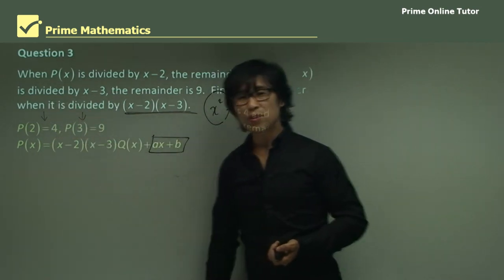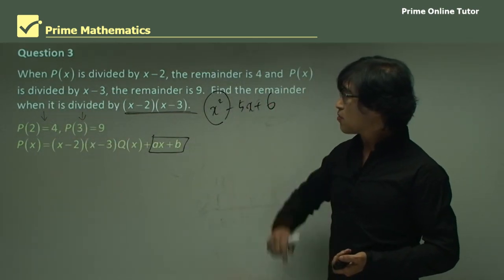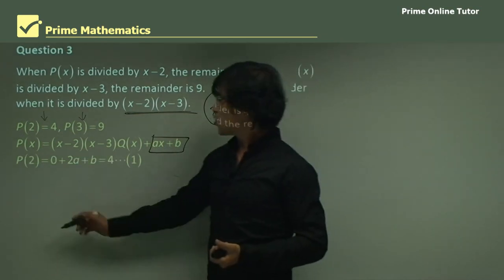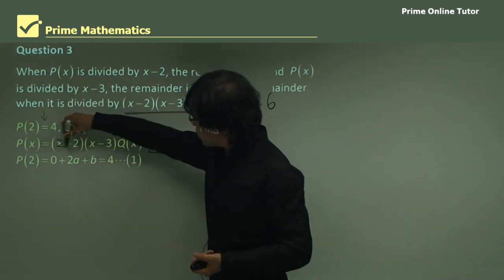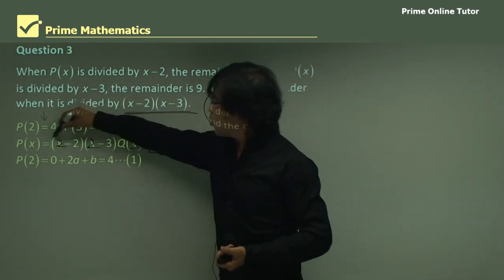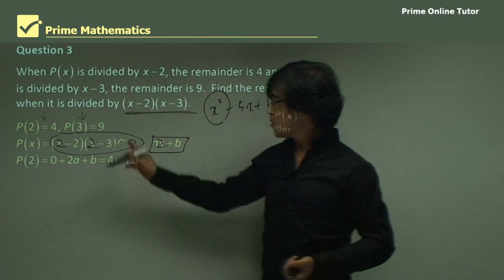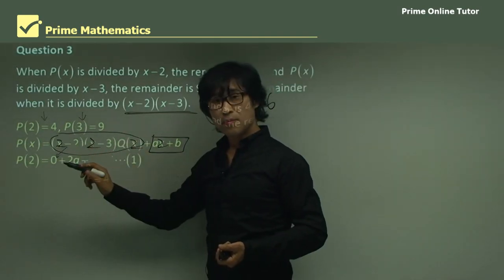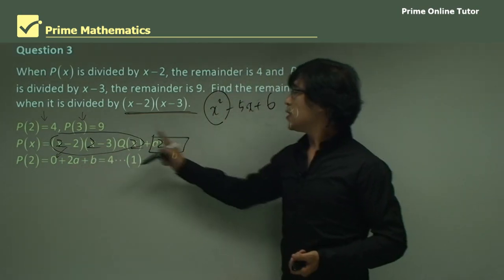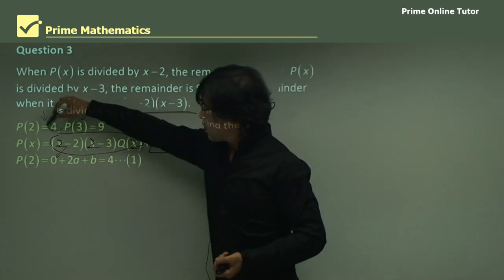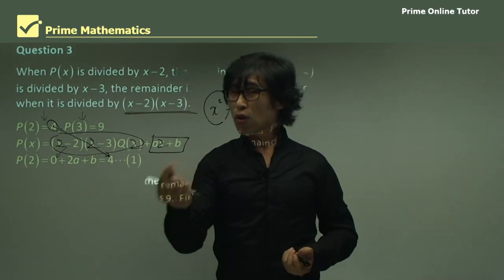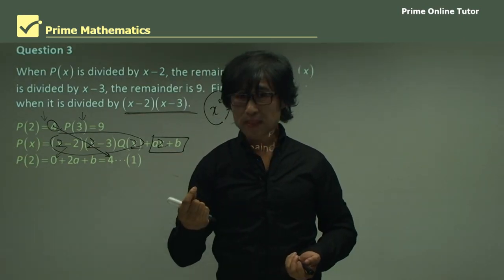Okay, let's start doing the first part, okay? Try to substitute x equals 2 here. What does it become? It will be like this. When we substitute 2, 2 minus 2 becoming 0. So no matter what the rest of the values are, this completely will become 0. Make sense? And this one, a times 2 will become 2a, b is b. 4 is coming from here, so p(2) equals 4. So we can set up one of the simultaneous equations now. Does that make sense? Okay.